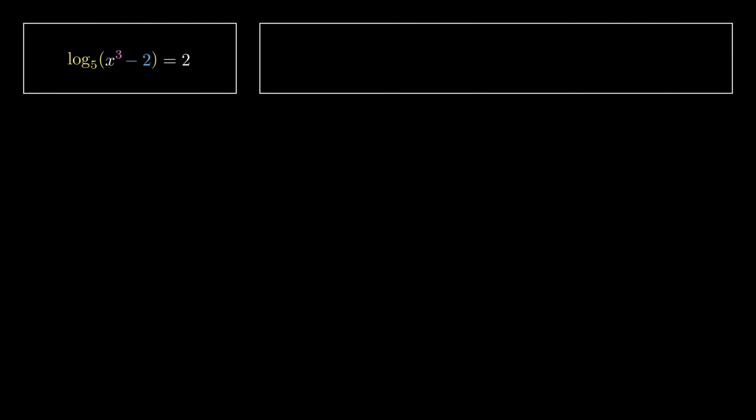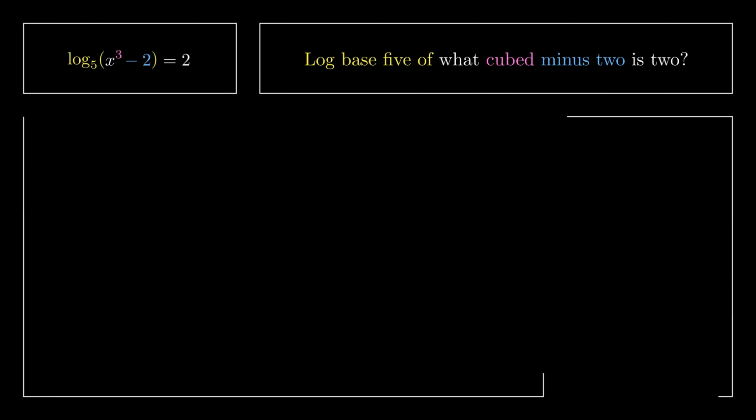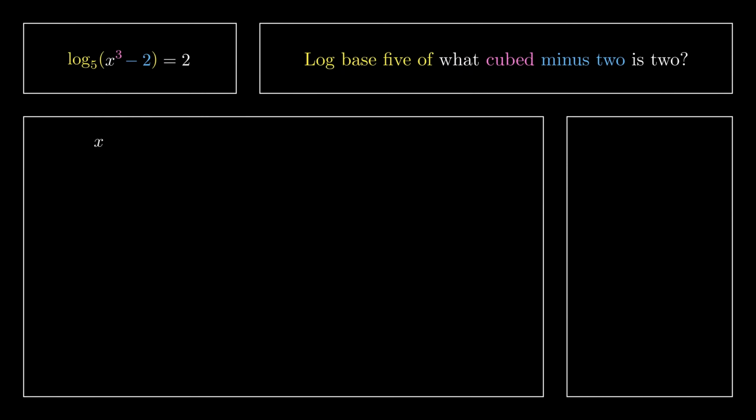Example 13 has a logarithm, a power of 3, also known as the cube, and subtraction. So this reads log base 5 of x cubed minus 2 equals 2. As a question, we could ask log base 5 of what cubed minus 2 is 2? That is, according to this equation, we start with some number that we don't yet know. If we cube it, and then subtract 2, and then take log base 5, we will end up with 2.